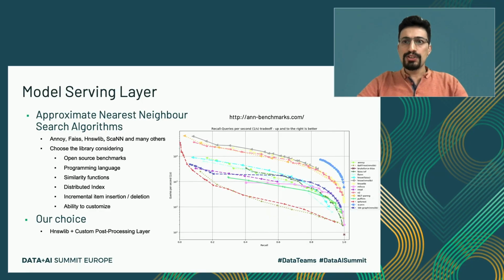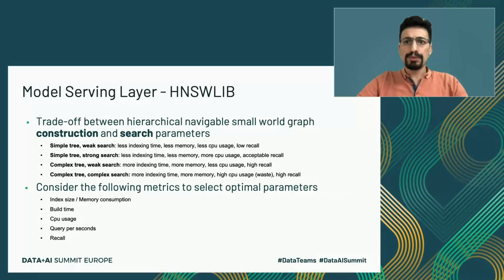Other than these, we checked similarity function possibilities different from Euclidean distance, and if we needed a distributed index or not. If your case makes it hard to create index from scratch, then use a library that makes it possible to do incremental item insertion or deletion. In our case, it's not a necessity. We decided to go with HNSW library, Golang, and custom developed post-filtering layer.